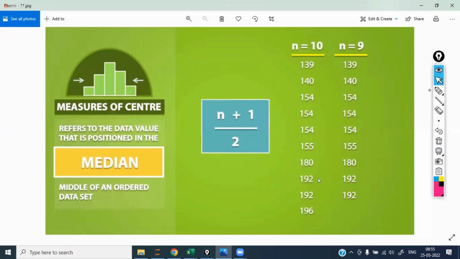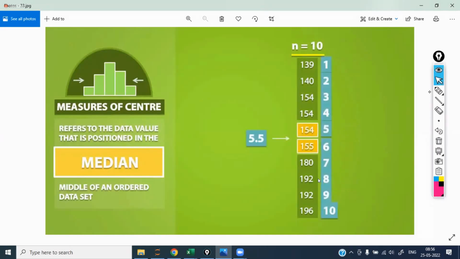Sir, here an odd number is there, so you can find the center position very easily. If you have an even number of points, say 10 points, now 10 plus 1 divided by 2 is 11 by 2, which is 5.5. 5.5 is the average of the 5th and 6th values. So in this case, you take the average of the center two values, which is 154 plus 155 divided by 2, which is 154.5.